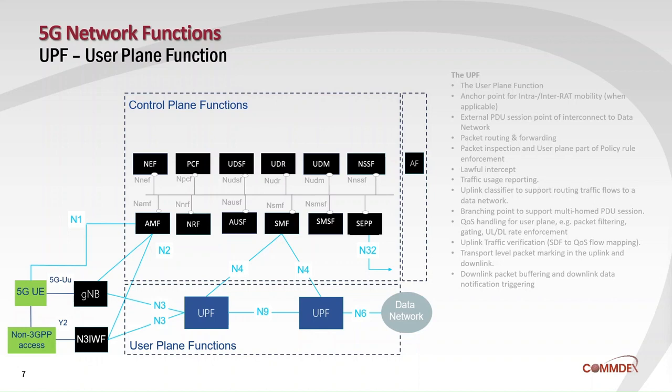It handles quality of service for the user plane. It provides packet filtering, gating, and uplink and downlink rate enforcement. Depending on the networking scenario, it is possible to daisy chain several UPFs to get traffic from a UE to a particular data network. The functionality of the UPF is directly controlled from the SMF.